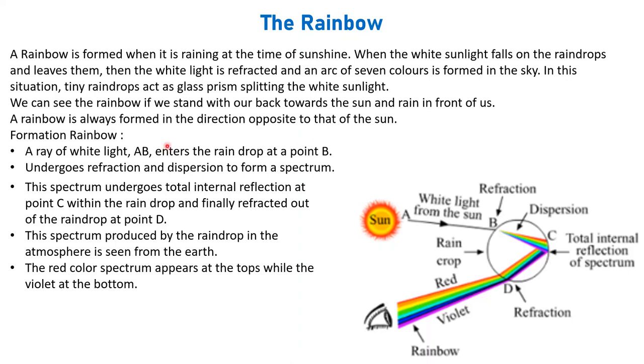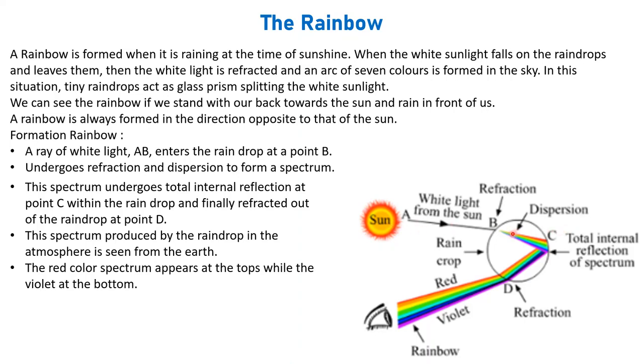Okay. So the second condition here, we can see the rainbow if we stand with our back towards the sun. If you see this person here, his back is towards the sun, right? The sun and the rainbow, okay, they are on an opposite side, right? If the sun is on your left hand side, the rainbow is forming on the right hand side. Or let's take, if the sun is on the west, the rainbow is forming on the eastern part of the sky. Clear, student? So these are important points which you should remember.